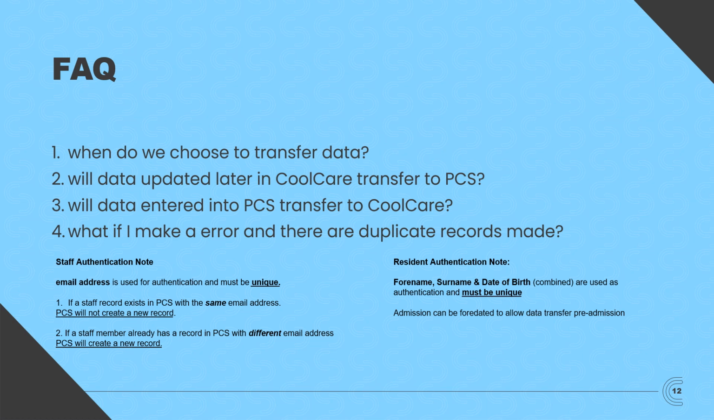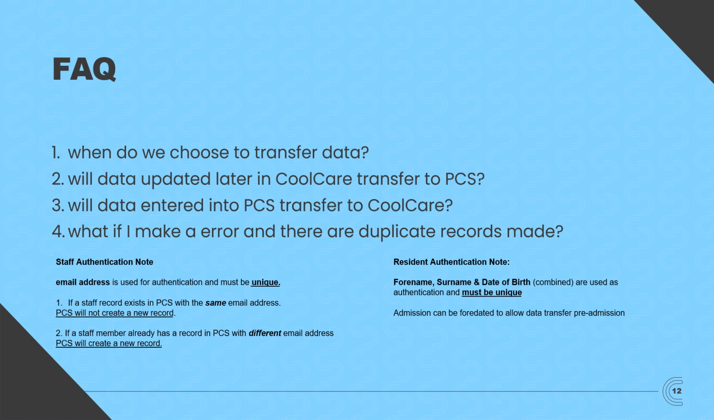So this one's a pretty straightforward one. Remember, you can forward-date to allow data transfer pre-admission, but it's very unlikely you're going to get any duplicate records. Again, you can remove records from person-centered software if you've made an error, if you've already put them in without thinking, typed it directly into PCS.